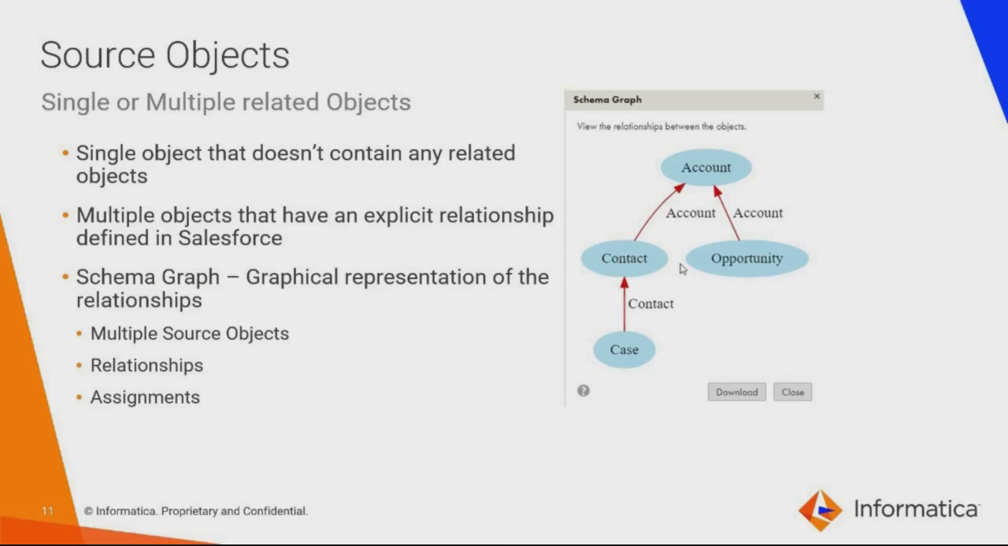And contact in turn is related to case objects. So if you have multiple source objects, you can also choose an object and add related parent, child, and self-referencing objects manually. All of this can be done from the source page.